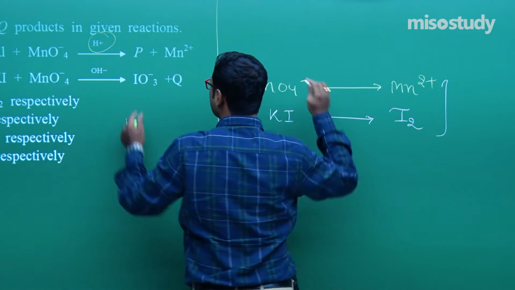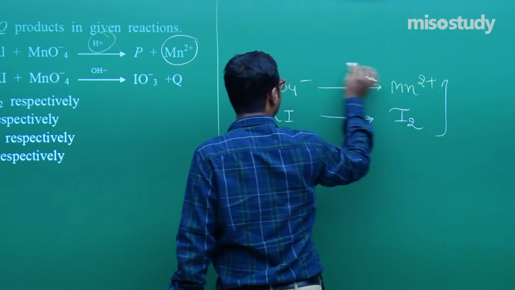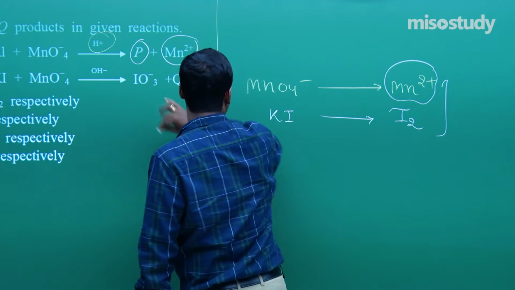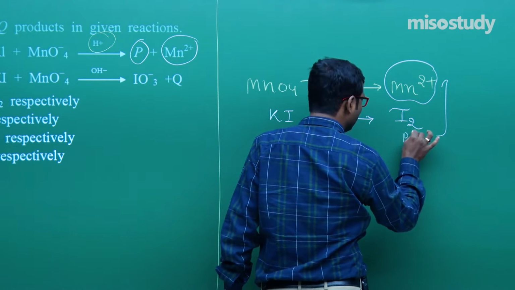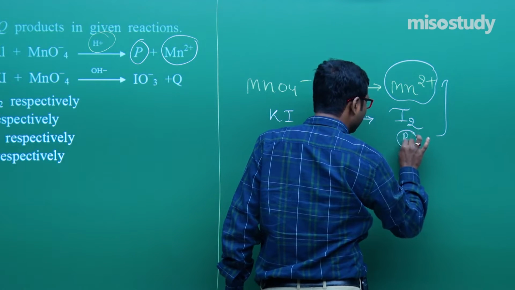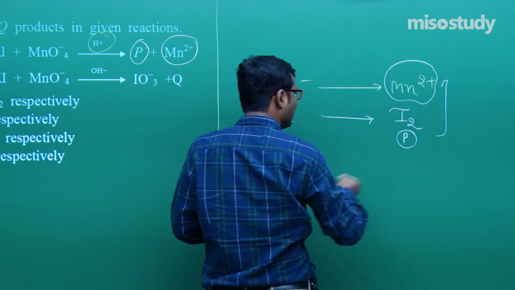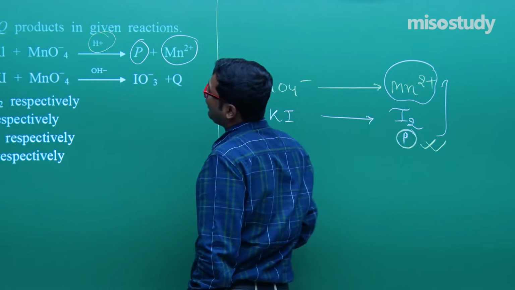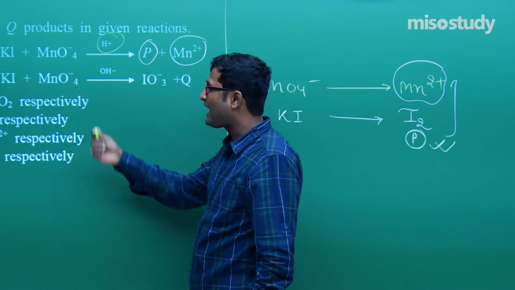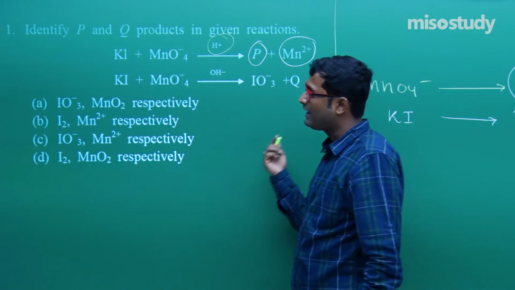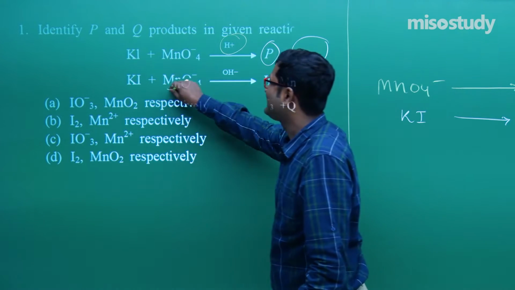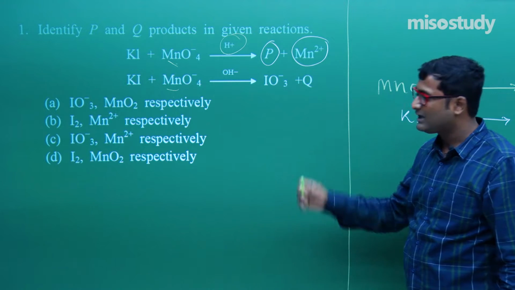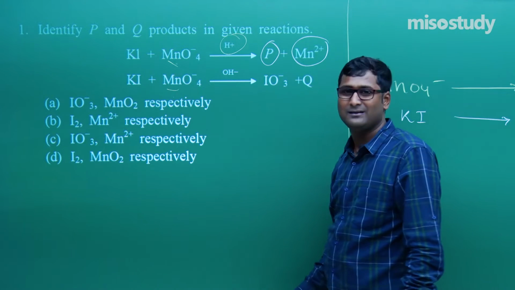Look at the option. Here is Mn2 plus. Yes, sir. And this P is I2. Clear to you, friend? This is one of the simplest questions related to the D and F block. It includes some part of D and F block. Why I have taken this question is very simple: the involvement of Mn. And the same reaction you can study also in titration.